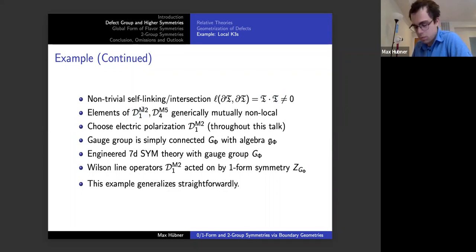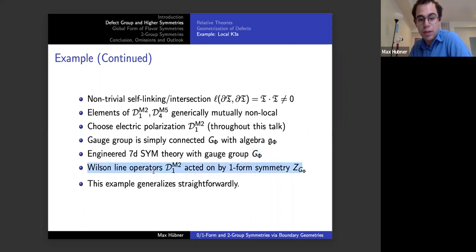So we need to pick a mutually local subset. And so the polarization we're going to pick is the one called the electric polarization. We keep all defects which are constructed from M2 branes and throw away all M5 brane defects. And this is the polarization we're going to stick to throughout this talk. Once we've made this choice, the gauge group is chosen to be the simply connected one, with this Lie algebra. So we end up with the result that we've engineered 7-dimensional super Yang-Mills theory with gauge group G_phi.